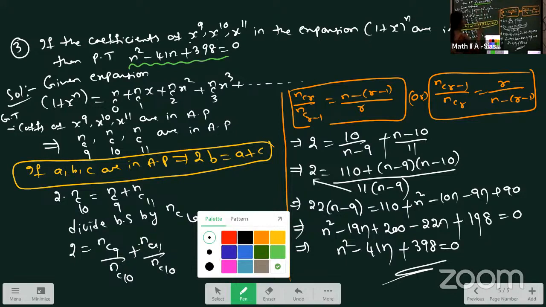The same question, suppose in terms of the rth term, r plus 1th term and r plus 2nd term. There also you have an expansion. So one more question we have. After this, next we'll go to that question.